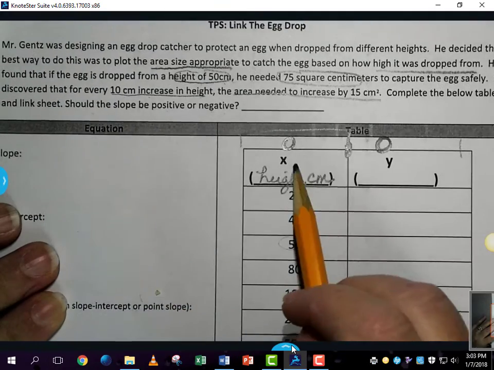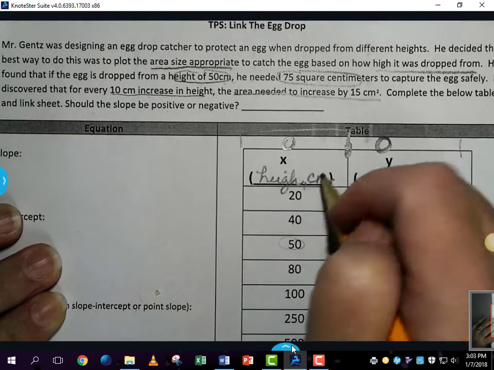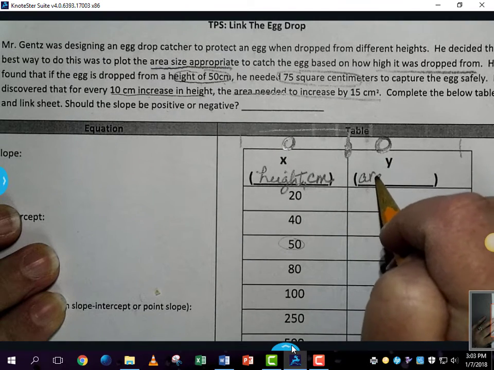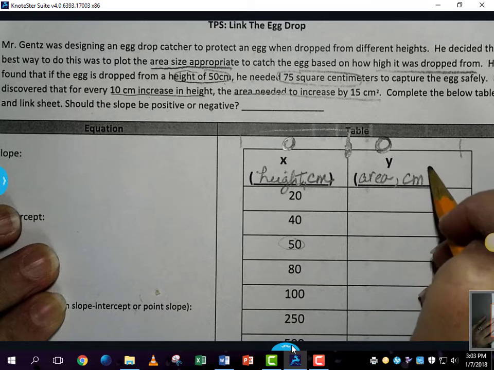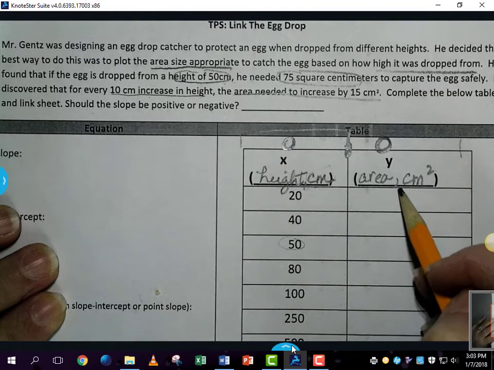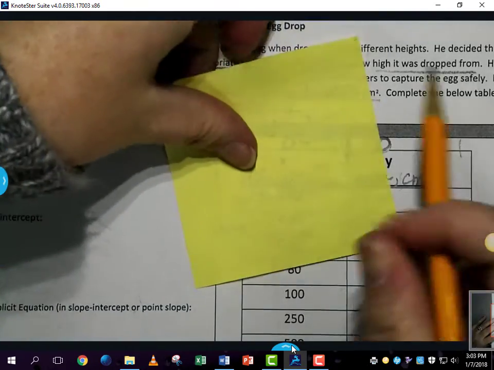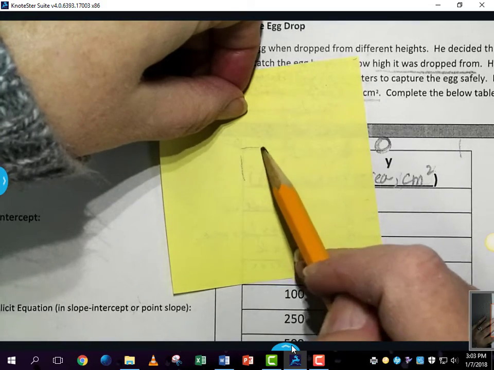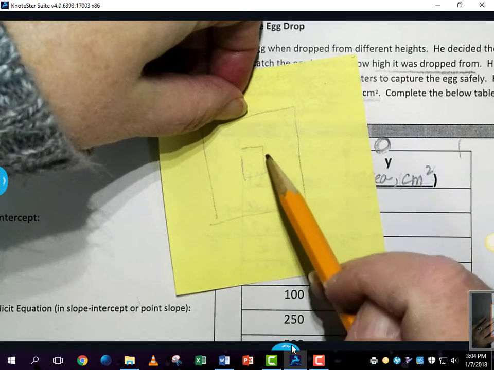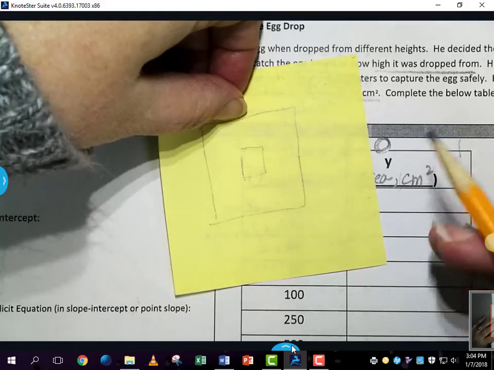Well, x is our height in centimeters, H-E-I-G-H-T, and the y is going to represent our area in centimeters squared. Now, the units here, don't let the fact that this is squared boggle you down. These are just units for area, how much area the yellow is. So I could have the area that's this, I could have the area that's this. The centimeter squared is just a unit for the area. It's not telling us to actually square anything in our math.